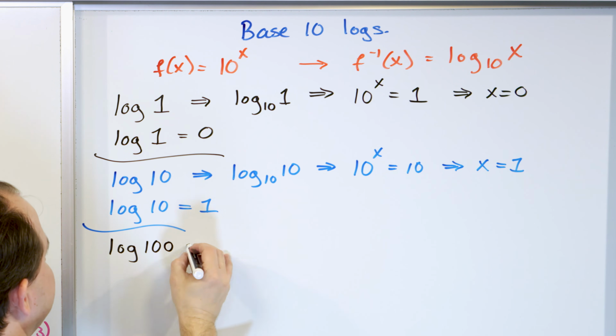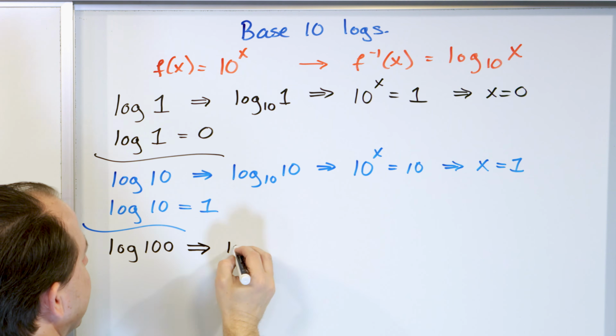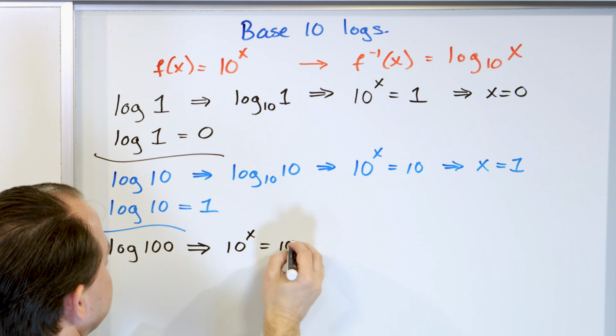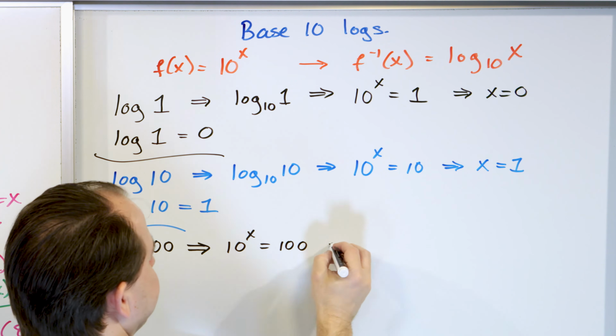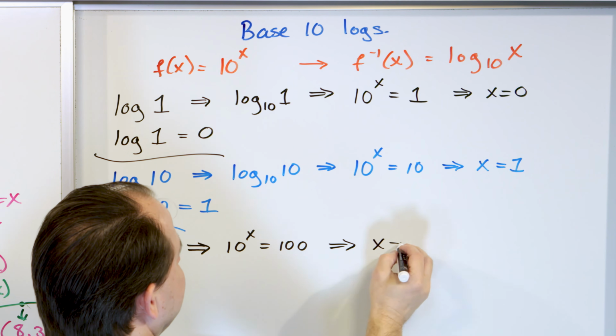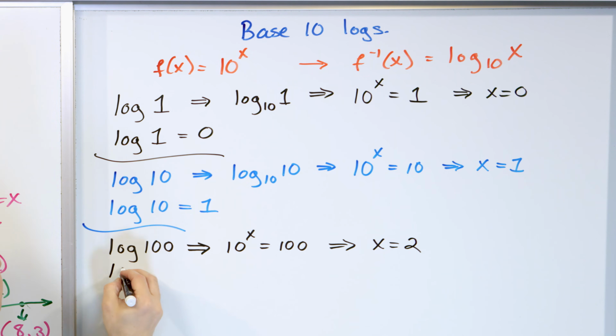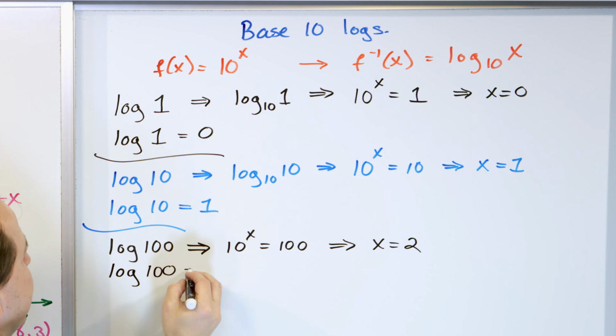Okay, how do you figure this out? Well, you know it's a base 10 by now. So 10 to the power of something is 100. What does this exponent have to be? The only way this works is if x is 2, because 10 squared is 100. So we've learned that log of 100 is equal to 2.